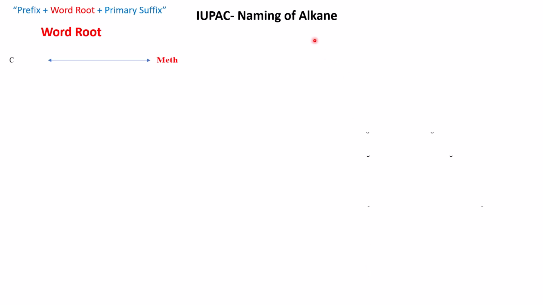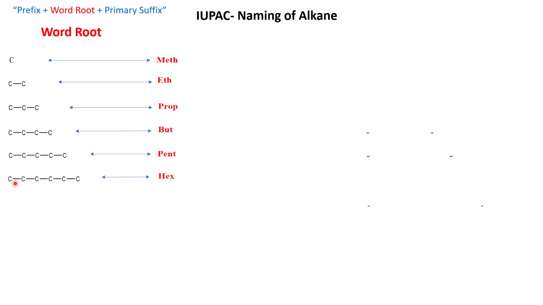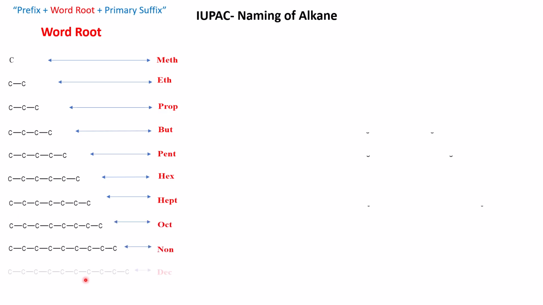So the alkane, if it contains only one carbon atom, we give the word root as meth. If the compound consists of two carbon atoms, we give eth as the word root, three carbons is prop, four carbon is but, pent for 5, hex for 6, hept for 7, oct for 8, non for 9, and dec for 10.